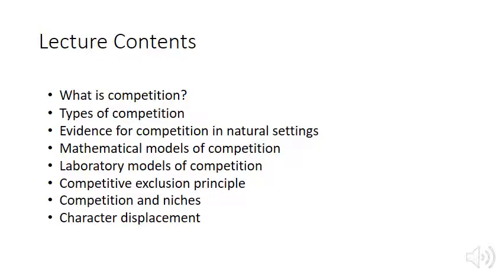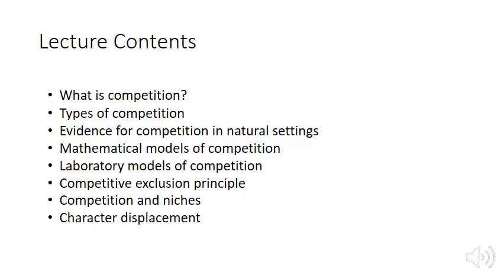So this is a broad breakdown of what's included in the lecture. First of all, we're going to talk about what is competition. So we'll define competition. Then we'll talk about ways that we can categorize competition. So what are the different types of competition? We'll look at some evidence for competition in natural settings. We'll look briefly at some mathematical models for competition, so predicting the effect of competition on populations. Then we'll look at laboratory models of competition, so predicting the effects on populations based on lab experiments. Then we'll look at the competitive exclusion principle.